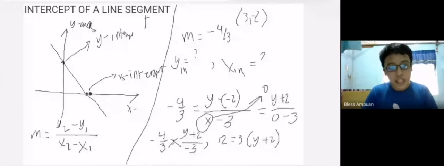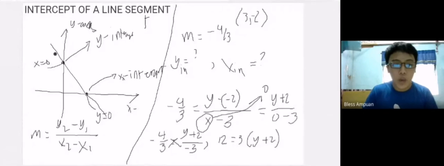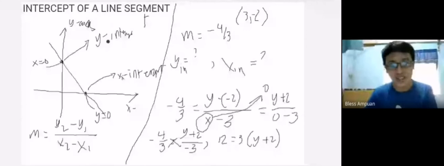We know that on this axis, our y is equal to 0, right? And at this point, our x is equal to 0. Therefore, if we are going to solve for the y-intercept, what we need to do is just equate x to 0. And vice versa, if we're going to find the x-intercept of a particular problem or equation, we just need to equate y to 0. So to find the y-intercept, equate x to 0. To find the x-intercept, equate y to 0.